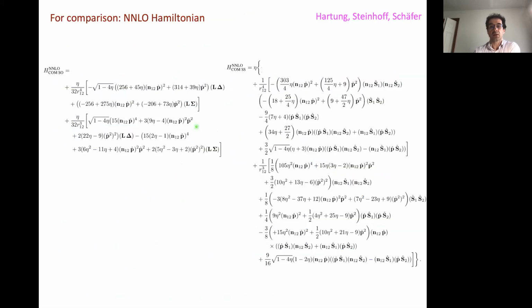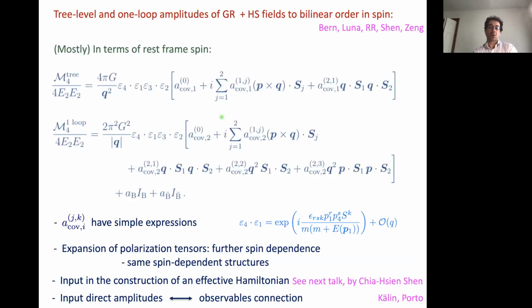Despite being the entire amplitude, it is substantially simpler than a single term in the NNLO post-Newtonian Hamiltonian that contains S1, S2 type interactions. That was derived some time ago by these people. So the thing to notice is, like I said, this is pretty simple.